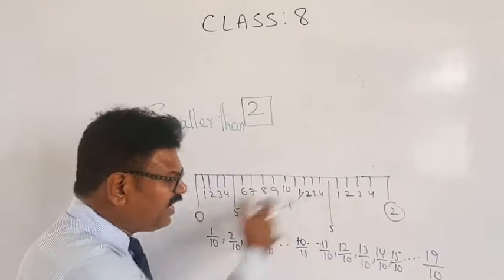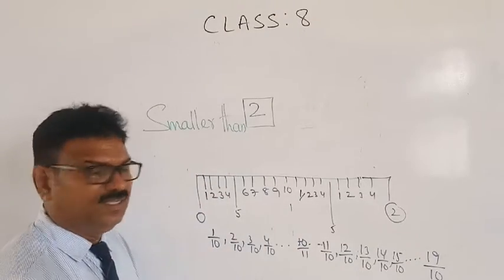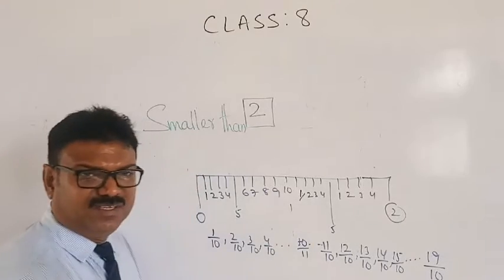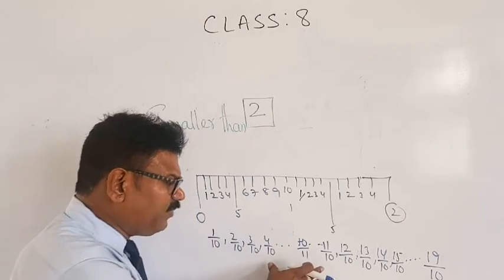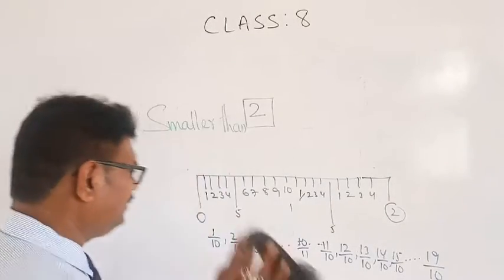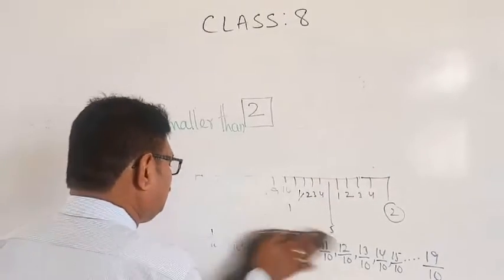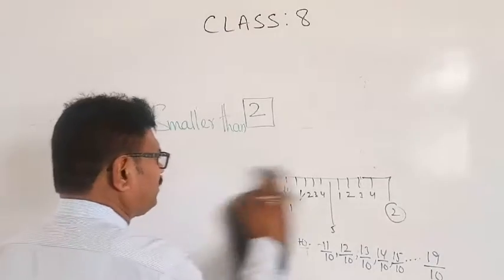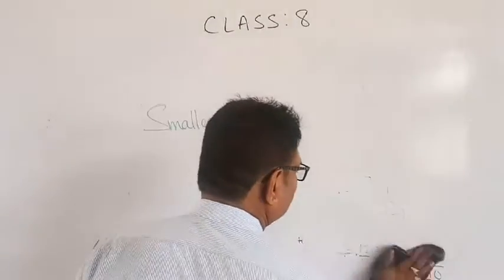Therefore, whichever numbers you want, you can write. Using number line also it is correct. Not only positive numbers, you can write negative numbers also. Did you understand? Yes. Next question.